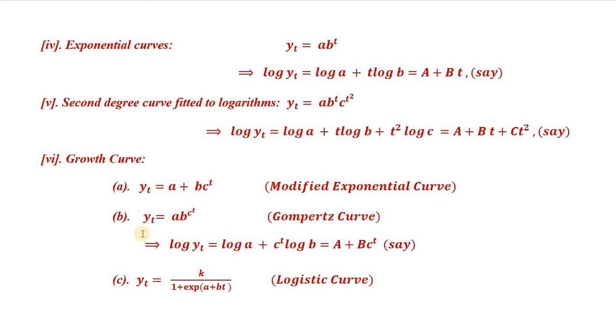Then the Gompertz curve, yt equal to a b to the power c to the power t. In logarithmic form, it is log of yt equal to log of a plus c to the power t log of b, which is equal to a plus b c to the power t. Then the logistic curve is yt equal to k by 1 plus exponential a plus bt.